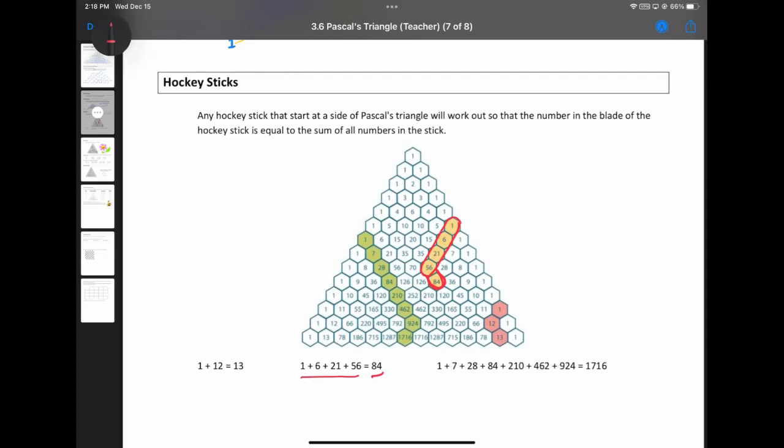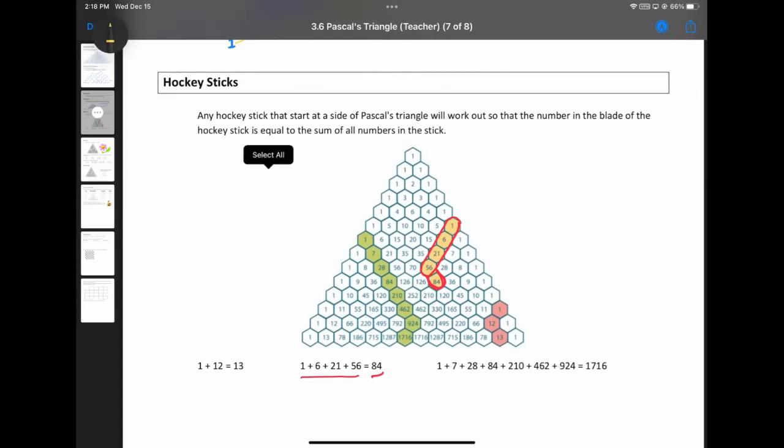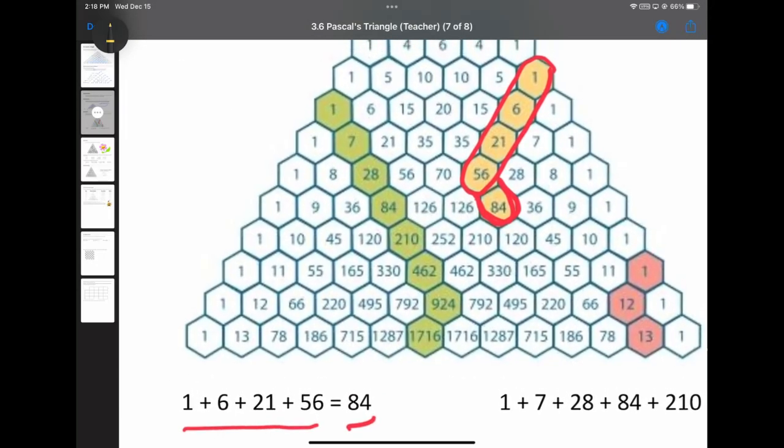Now, it's again not a coincidence why this works if we think about how we got these numbers in the first place. So let's take a look at that green hockey stick on the diagram, and I'll see if I can justify to you why it works. I'm going to look at the number at the bottom, the 1716. And the way that we got that in Pascal's triangle, if we're going back to the original way it was made, was by adding the two numbers above it, which would be this one plus the 792. Well, the 792 is not in the stick, but the 792 is made up of the 462 plus 330.